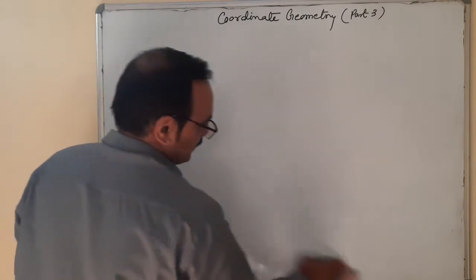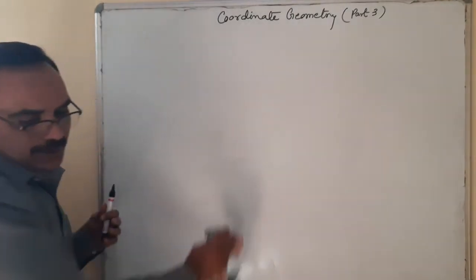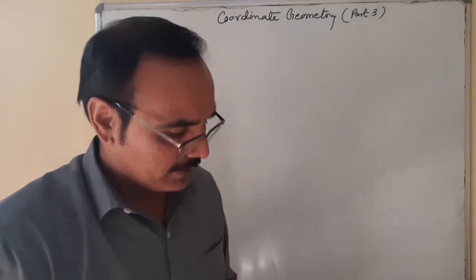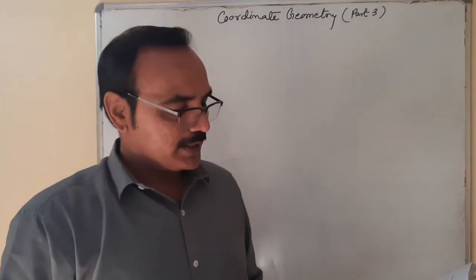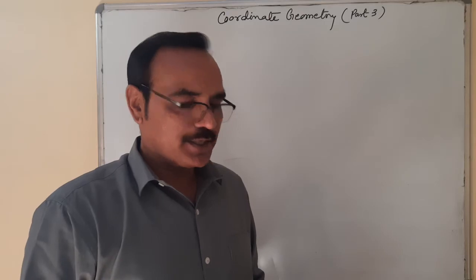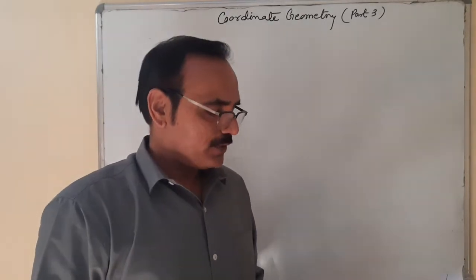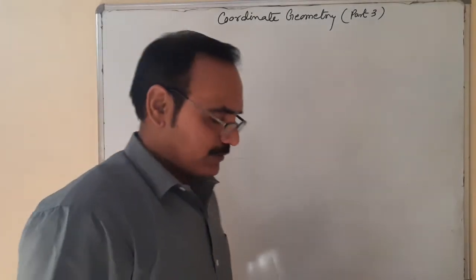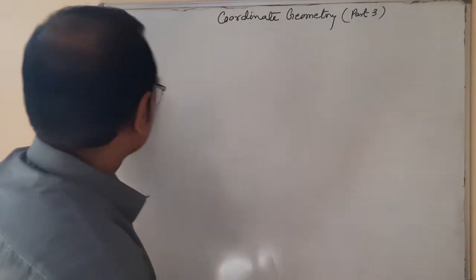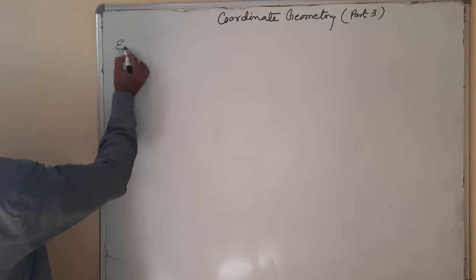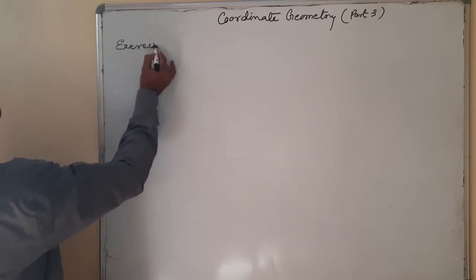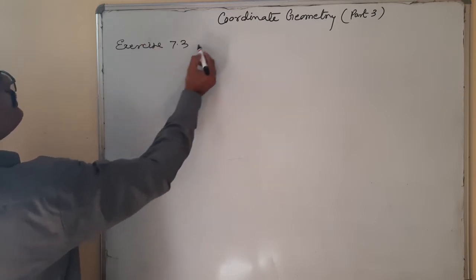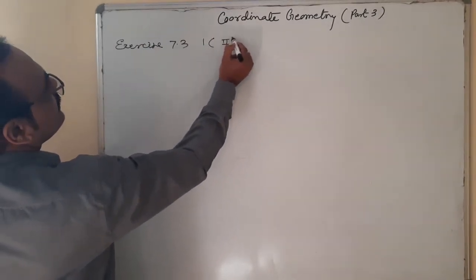Now some questions I am taking. By the way, from the optional exercise, I want to take some questions in this lecture. Question number 1, find the area of a triangle whose vertices are given. Okay, exercise 7.3, question number 1, second part.